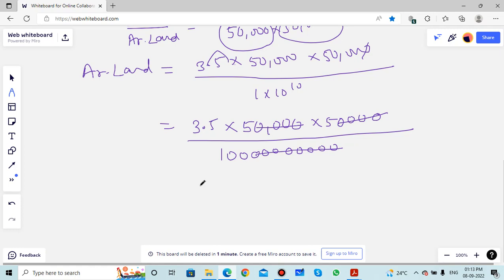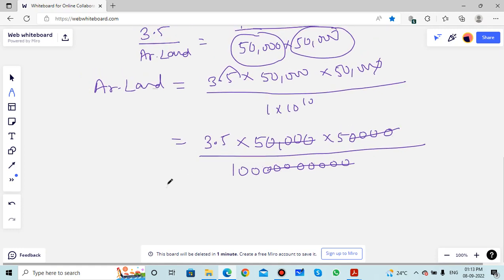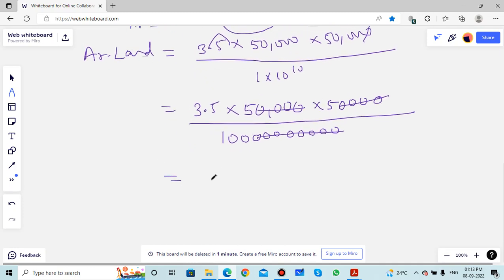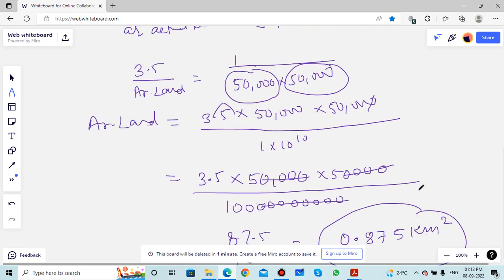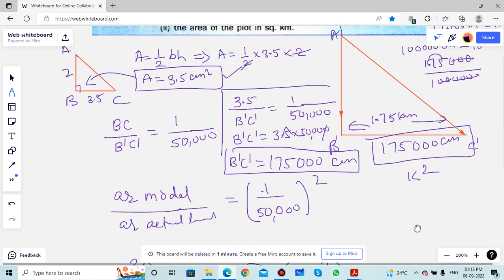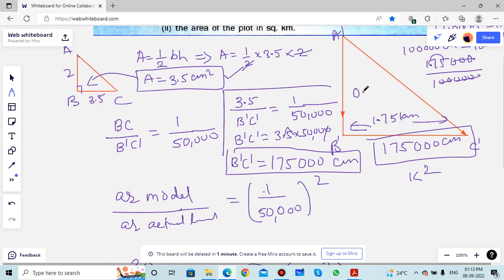That comes to 87.5 and divided by 100. So that will give you 0.875 kilometer square. Okay, and this is the area of the actual land. This is coming as 0.875 kilometer square. This is the area that we're getting.